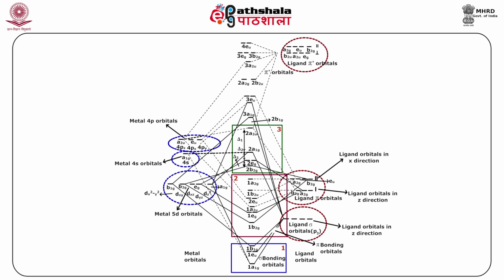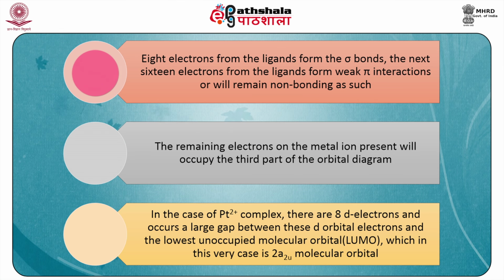Part 3 has a set of molecular orbitals which are primarily metal based since they are much closer to the metal orbitals as compared to the ligand orbitals. 8 electrons from the ligands form the sigma bonds. The next 16 electrons from the ligands form weak pi interactions or remain non-bonding as such. The remaining electrons on the metal ion will occupy the third part of the orbital diagram.